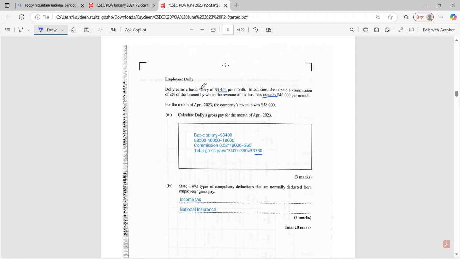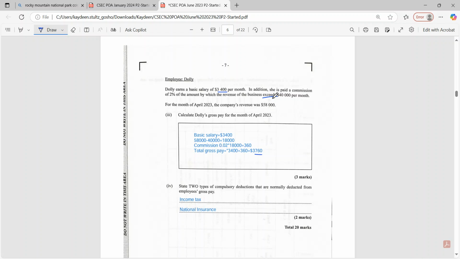Then we have Dolly, who earns a basic salary of $3,400 per month. In addition, she is paid a commission of 2% of the amount by which the revenue of the business exceeds $40,000 per month. For the month of April 2023, the company's revenue was $58,000. We should calculate Dolly's gross pay for the month of April 2023.